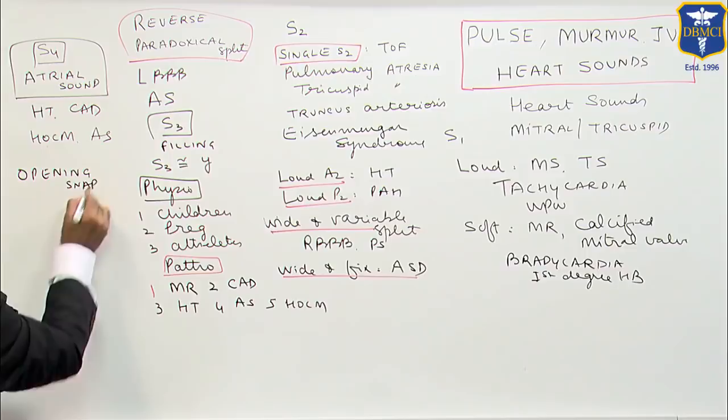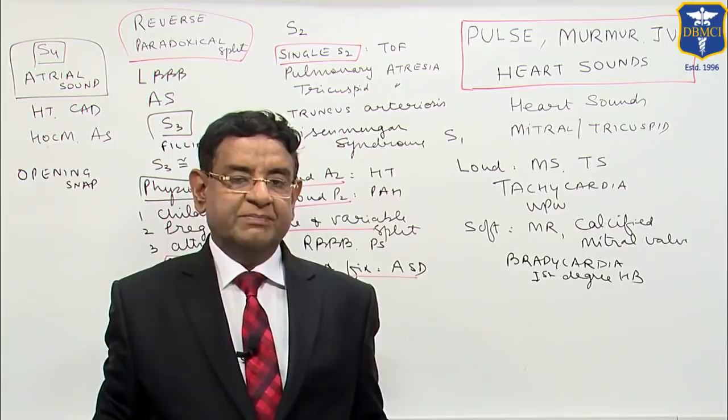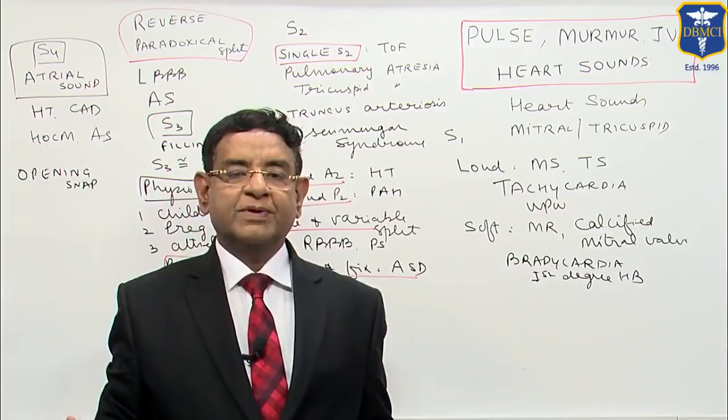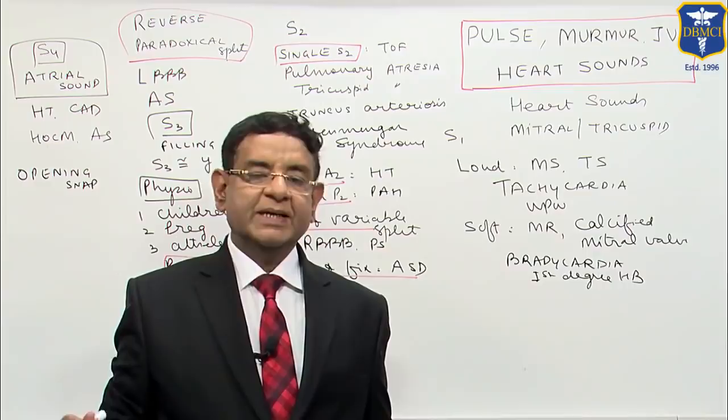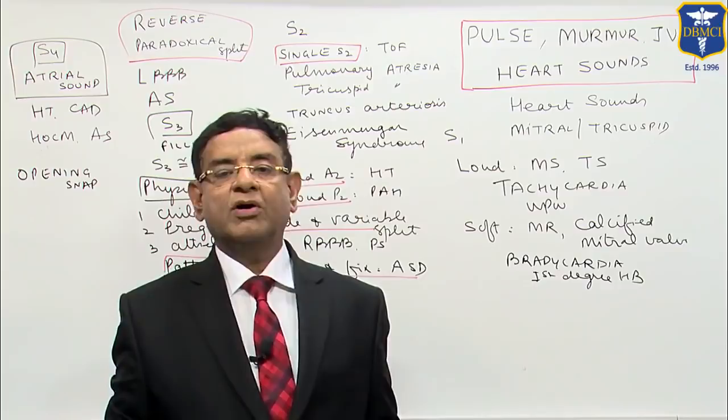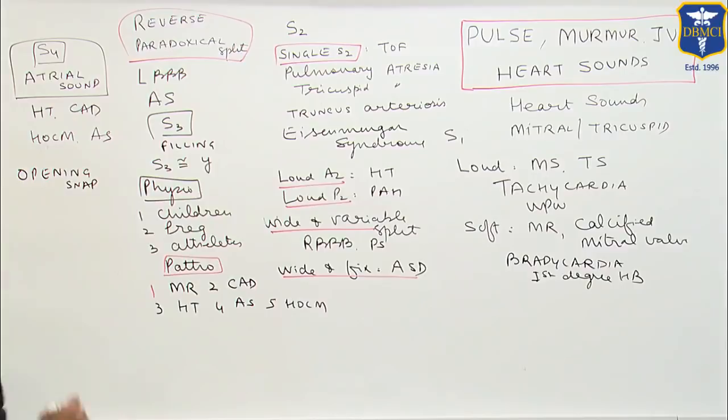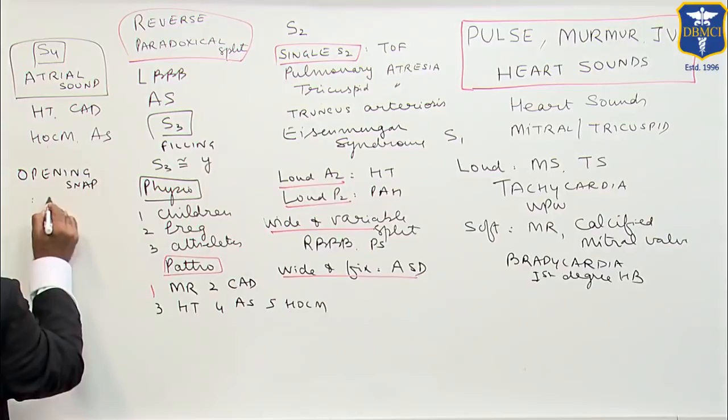Before I discuss this, let's learn some basic concepts. Remember, in a normal heart, the opening of the valves, AV valves like mitral and tricuspid, and aortic and pulmonary, all these valves open without any sound. But in certain disease conditions, we may get sound even on opening of the valve. So when the mitral valve opens, we can get an opening snap. So opening snap we get in mitral stenosis.